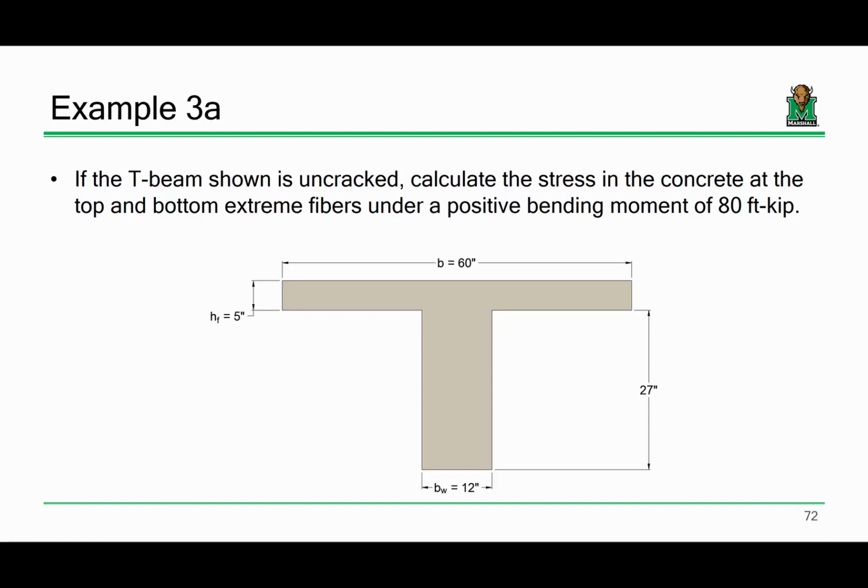So they use B as an abbreviation for breadth, but I've never really heard anybody say that. People just say width. So that's the width of the web, and then B is just the overall width of the flange. So we don't really use B sub F. So okay, sound good? And that term 27 doesn't really have a name.